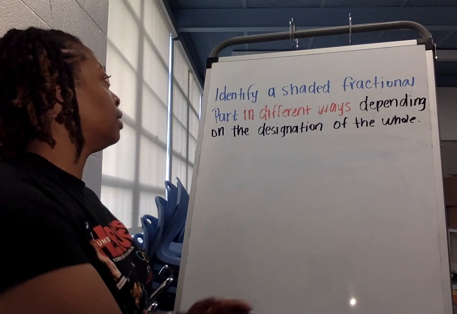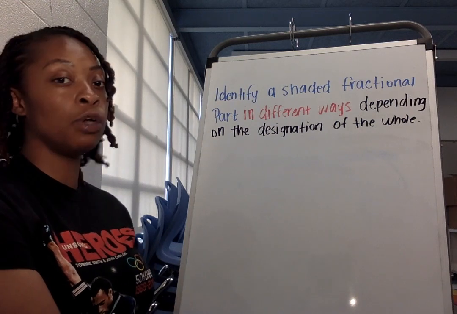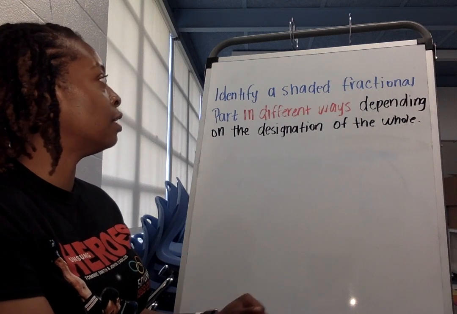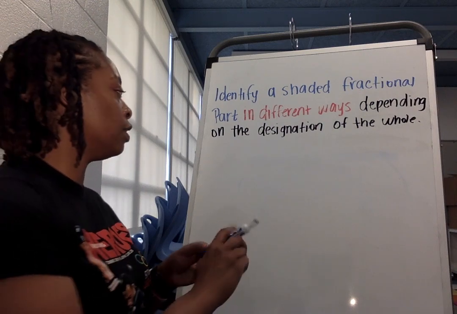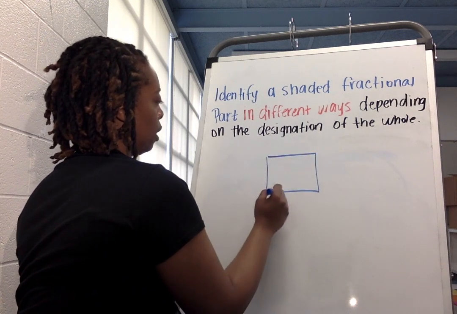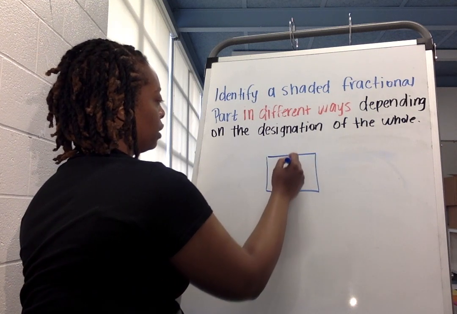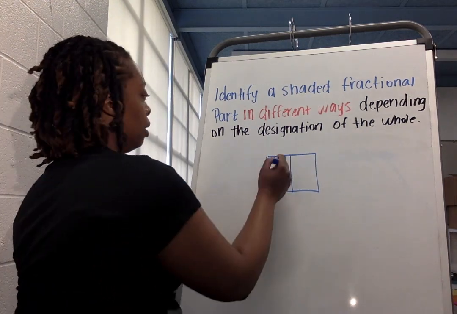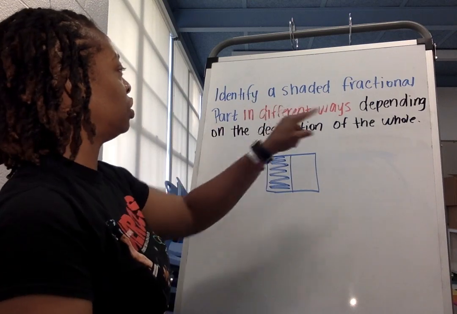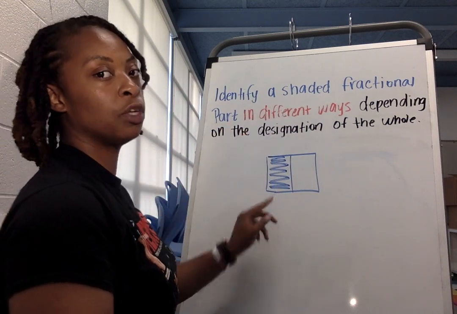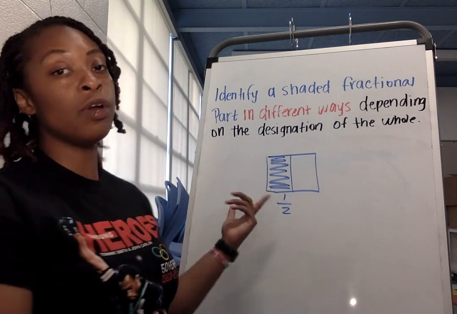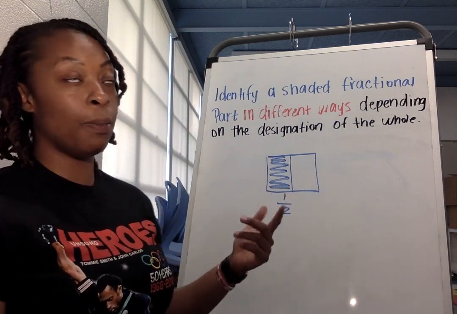So today's objective says identify a shaded fractional part. I broke it down by the color. So the first part is identify a shaded fractional part. For an example, if I have a square and I partition it into halves, and I shade in one of those halves, identify a shaded fractional part. This shaded fractional part is one half. Okay, so that's all that means. We know how to do this. We know how to identify fractional parts.